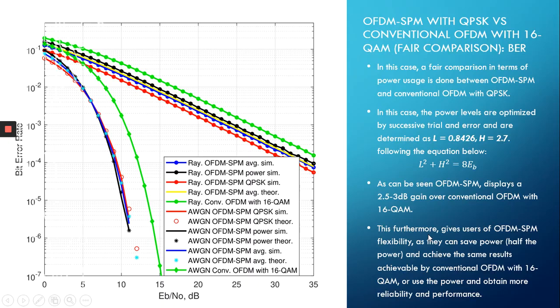Furthermore, this gives the users of OFDM-SPM flexibility, as they can save power, just as they did in the previous cases. They can save half of the power and achieve the same results achievable by conventional OFDM with 16 QAM, or use the power and obtain more reliability and performance. It all depends on what you need. And this can be seen for both the AWGN, which is additive white Gaussian noise channel, and in a relay fading channel as well.